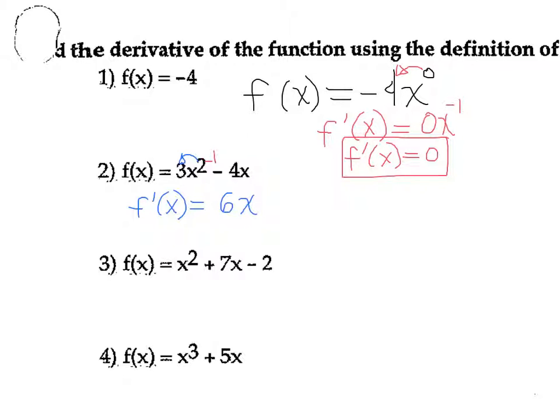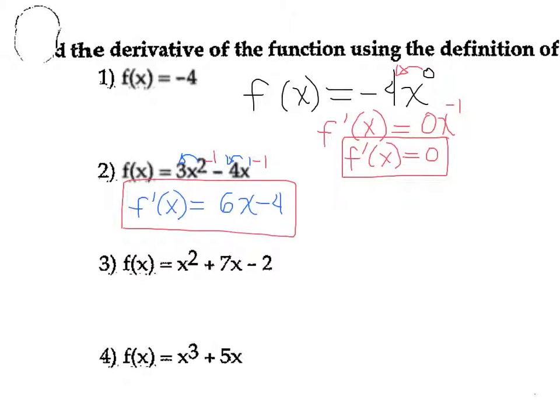Now the second one. The x on the -4 has a 1. So when you multiply 1 times -4, that is -4. And then 1 minus 1, that is 0. So I don't have any x anymore. So this is a function right here. That is a derivative function.